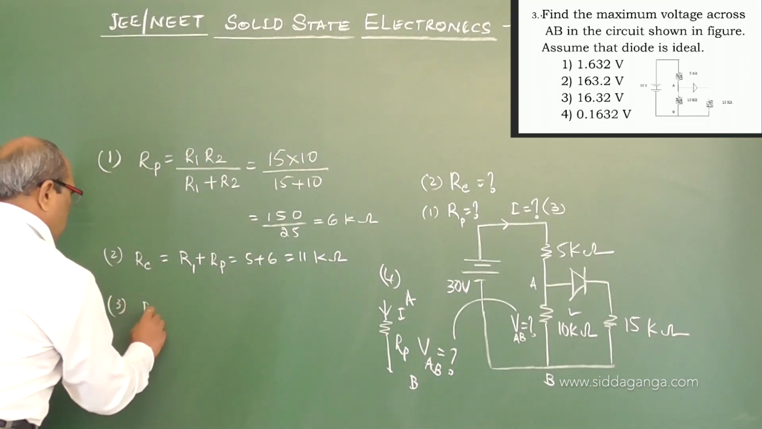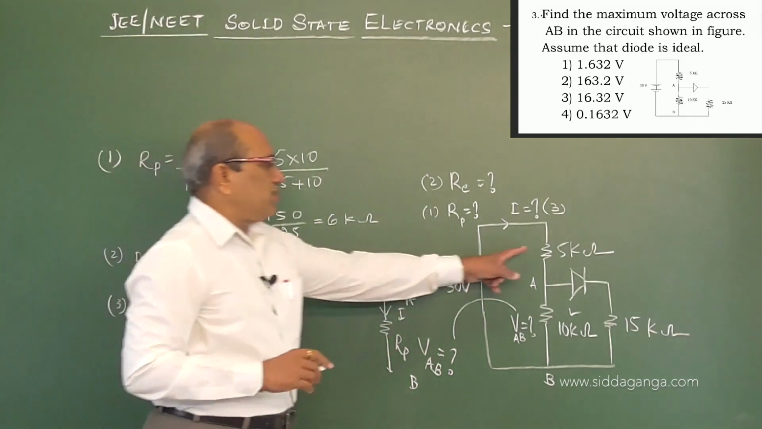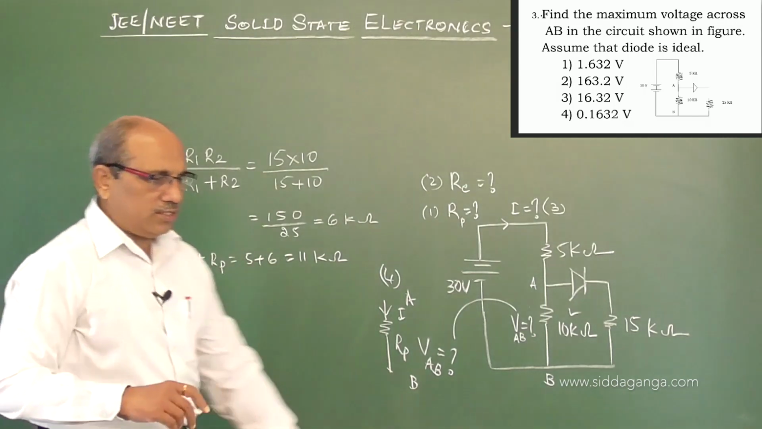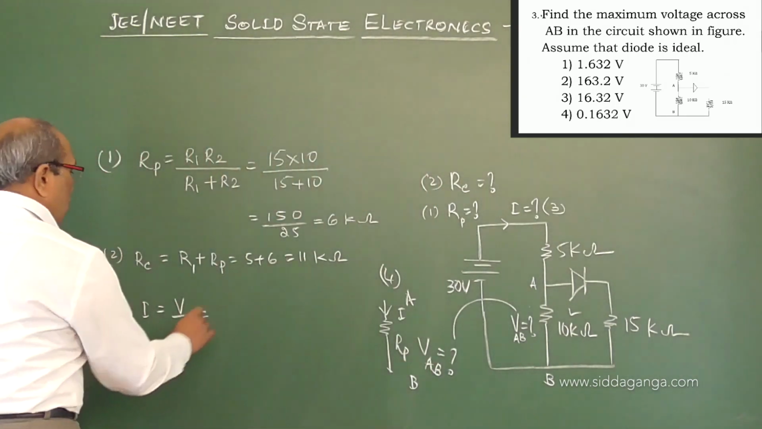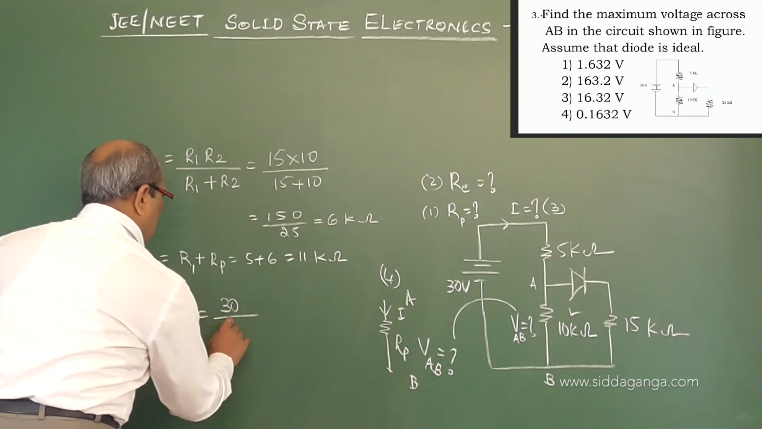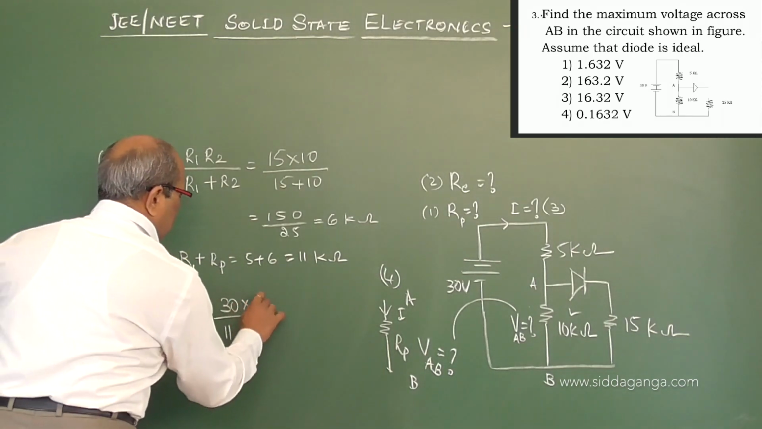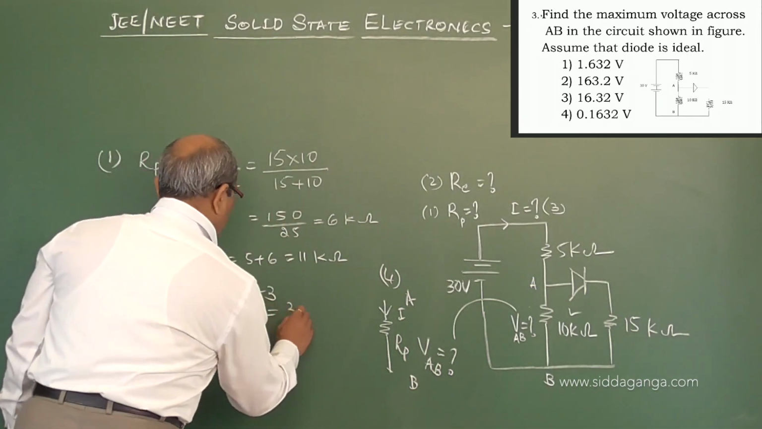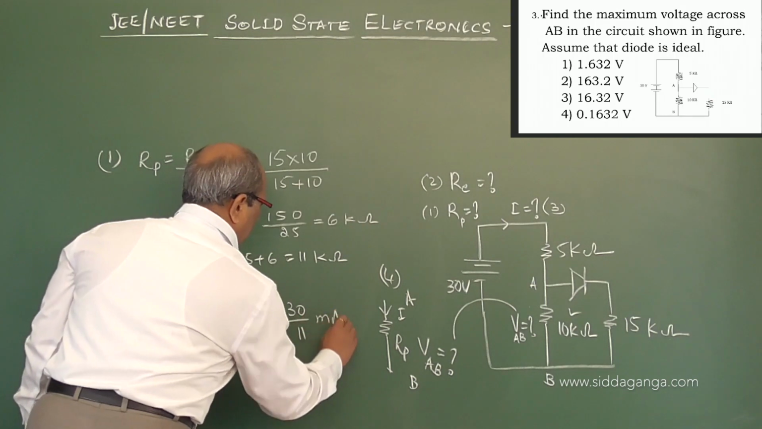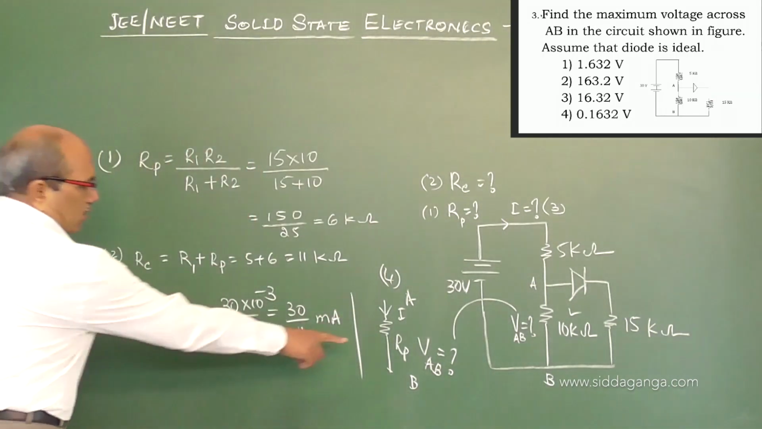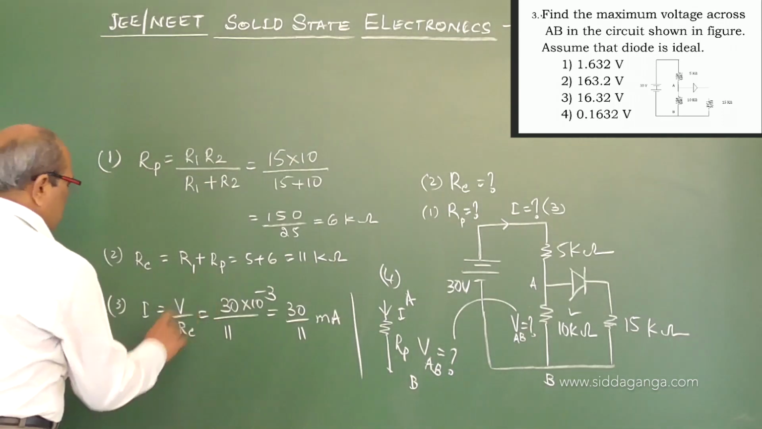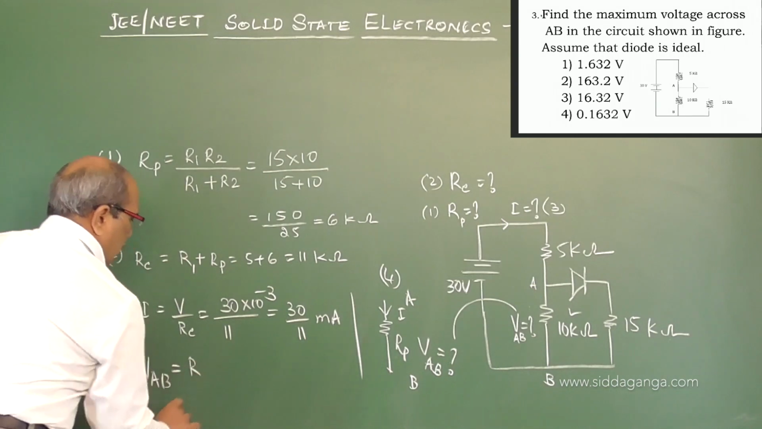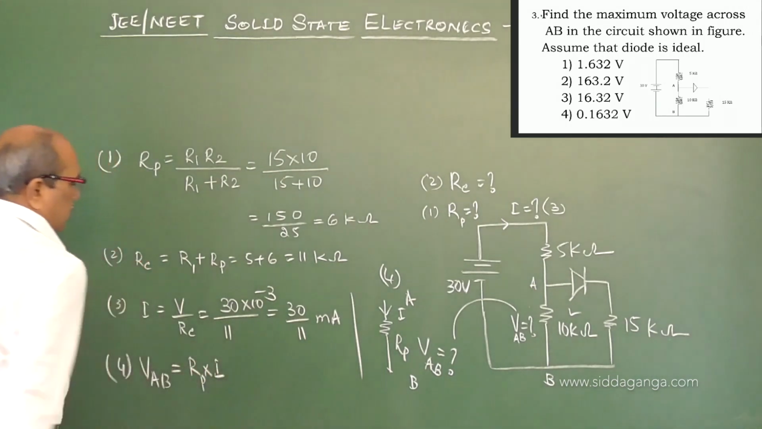Coming to the third step, you want the main current. These two become a single resistor with 30 volt. Voltage divided by effective resistance gives you the current. That is 30 divided by 11, taking kilo to the numerator as 10 power minus 3. I can write this as 30 by 11 milliampere. But that is not our main aim. The question is on the voltage across AB, which requires R parallel into the main current.